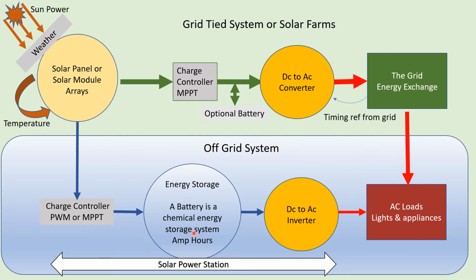But a battery for this type of thing is a chemical energy storage system. When you put power in, it causes a chemical reaction and charges to accumulate on plates inside the battery. And to pull power back out, you have to reverse that chemical reaction to pull power or energy back out of the battery. Then we go to a DC to AC inverter, so we can power our AC loads and lights and appliances.